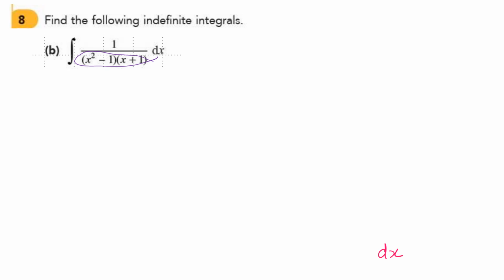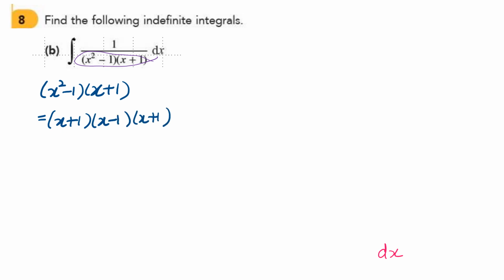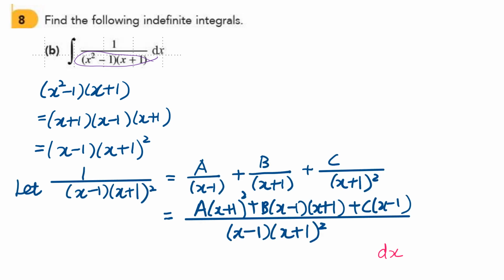So sometimes while solving problem sums, you need to think a bit deeper. You just don't look at the surface. So x squared minus 1 can be factorized into x minus 1 and x plus 1. And then you can combine x plus 1 into a repeated linear factor. So you will realize that you cannot use (ax + b) over x squared minus 1. You'll be using a over x minus 1, and also b over x plus 1 and c over (x + 1) squared. So the method that you use will be different really.